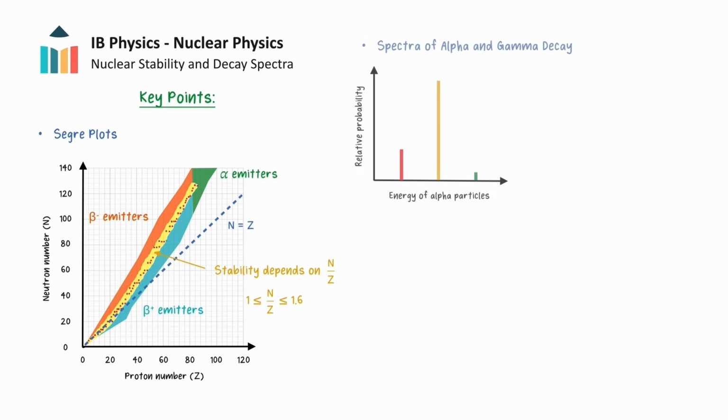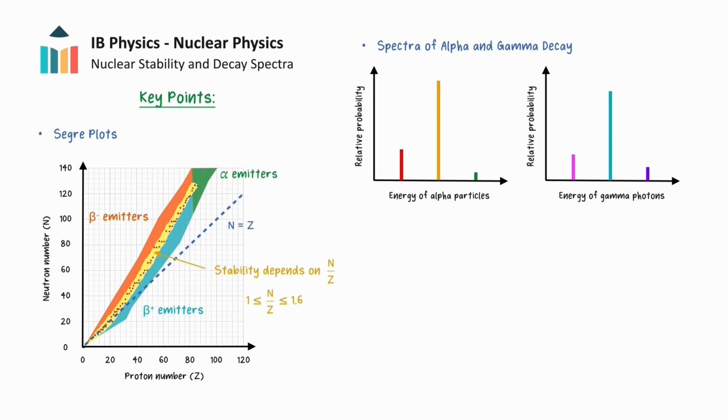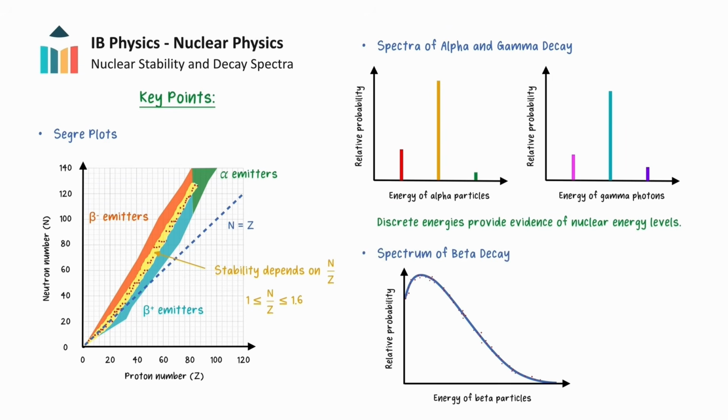We saw that alpha particles and gamma-ray photons emitted from radioactive nuclides can only have specific discrete energies, and this is only possible if nuclei had discrete energy levels. On the other hand, beta particles emitted from radioactive nuclides had a continuous range of possible energies, and this could only be explained by the emission of another particle alongside the beta particle, namely a neutrino or antineutrino.